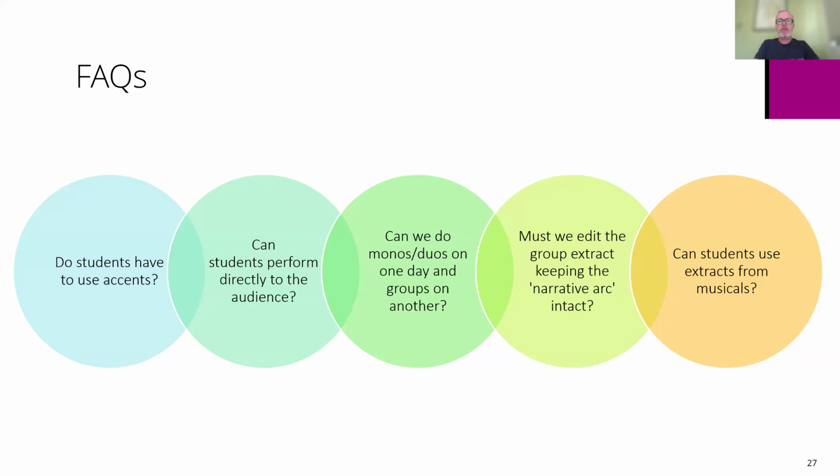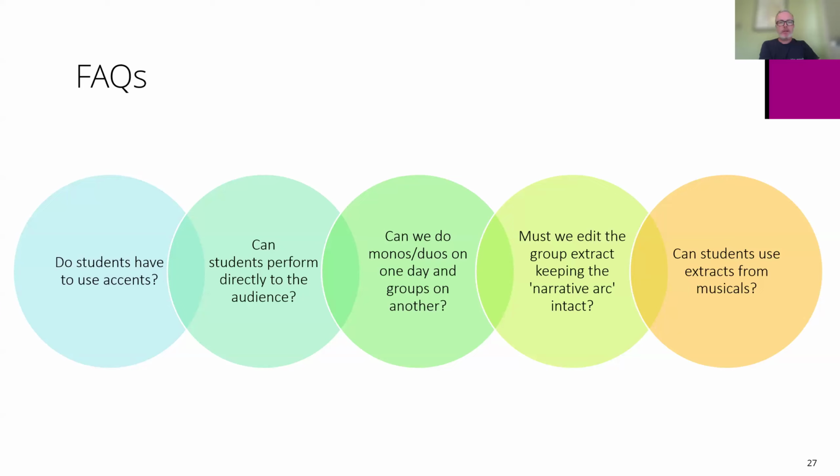The next question is about extracts, the group extracts, keeping the narrative arc. Now, this is something that used to be part of the specification, where when there was a group performance, students would need to edit the text so that it kept the flow of the whole play. So it's like a 3 hour play, it's edited down to half an hour, and they need to keep this narrative arc. But you don't need to do that anymore. So you can just take an extract and edit it accordingly.